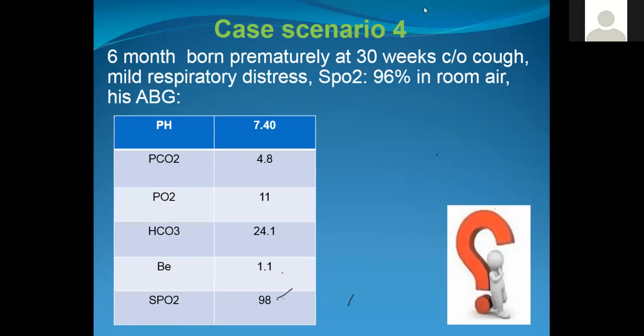What do you think about this blood gas? Yeah, what's your comment on this blood gas? Your pH is 7.40, your PCO2, and your bicarb and the other parameters? Yes, exactly. It is a normal blood gas.